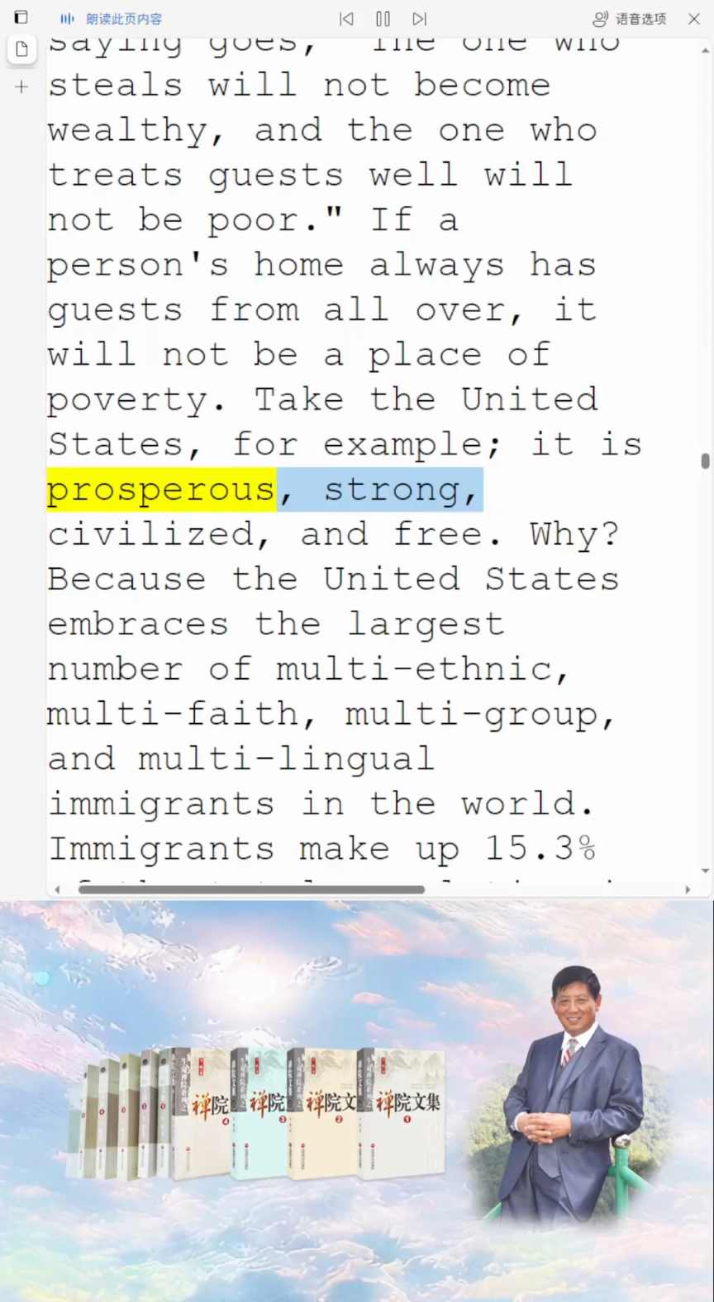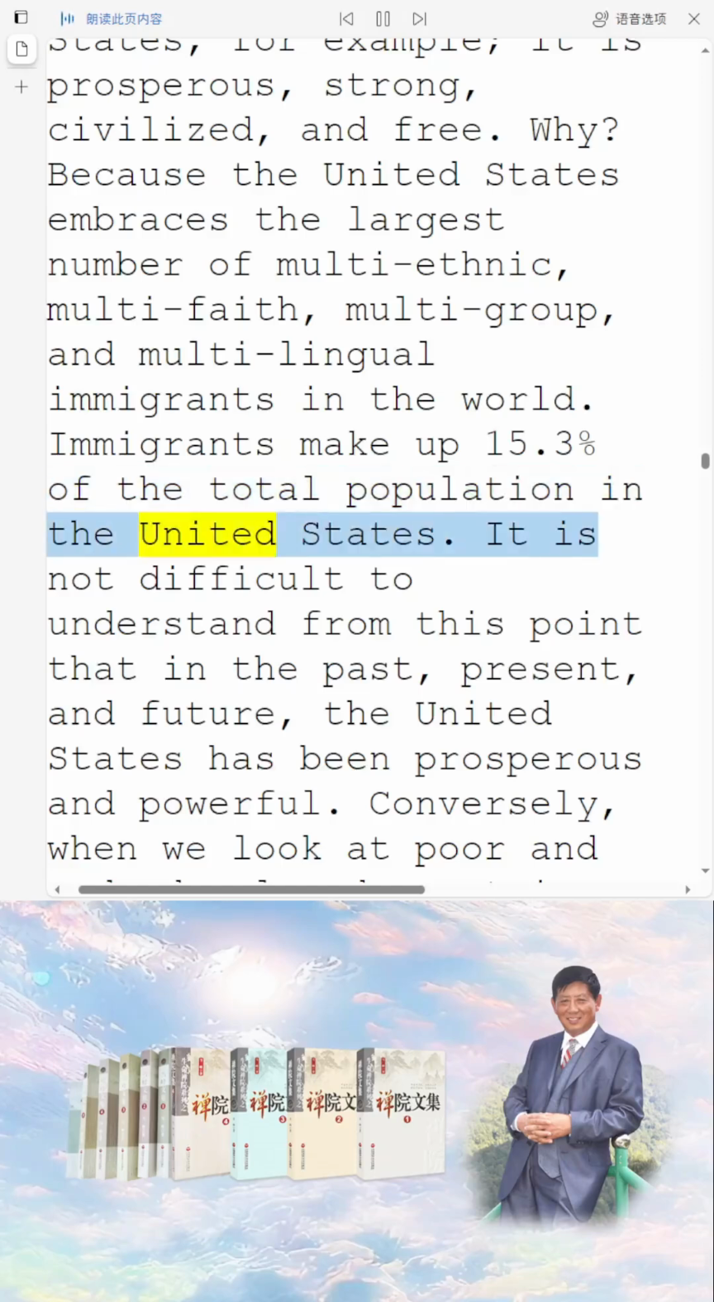It is prosperous, strong, civilized, and free. Why? Because the United States embraces the largest number of multi-ethnic, multi-faith, multi-group, and multilingual immigrants in the world. Immigrants make up 15.3% of the total population in the United States. It is not difficult to understand from this point that in the past, present, and future, the United States has been prosperous and powerful.